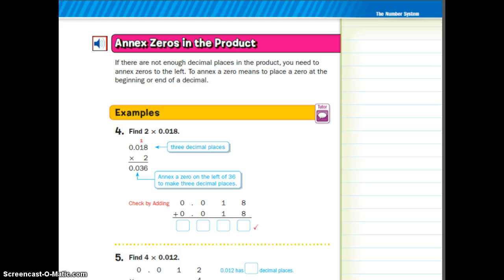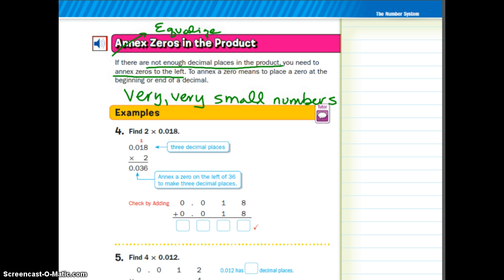So now we got that funny word annexing again. I call annexing equalizing. In this case, when you don't have enough decimal places in the product, you need to annex or add zeros to the left. What we're talking about is very, very small numbers. In this case, your estimates are not going to be useful. So bunny hops are crucial. You have to really pay attention to your decimal placement.